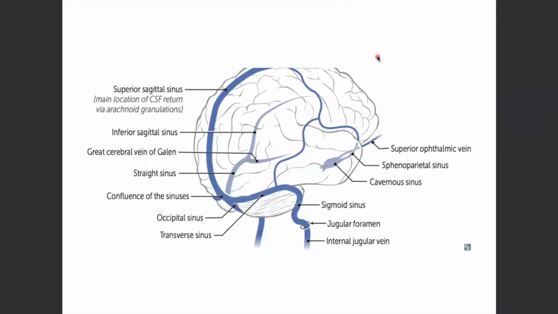This is another drawing of it. Again, don't bother too much with it. This is the cranial superior or inferior, transverse, sigmoid, internal jugular. And don't bother too much with the rest of them. But the important one again is the confluence of sinuses, because it's where they all meet up. Okay?